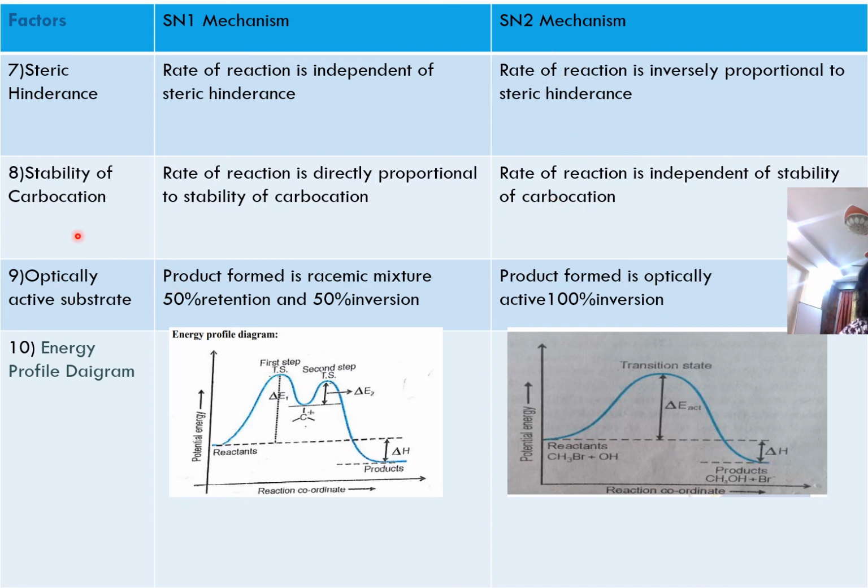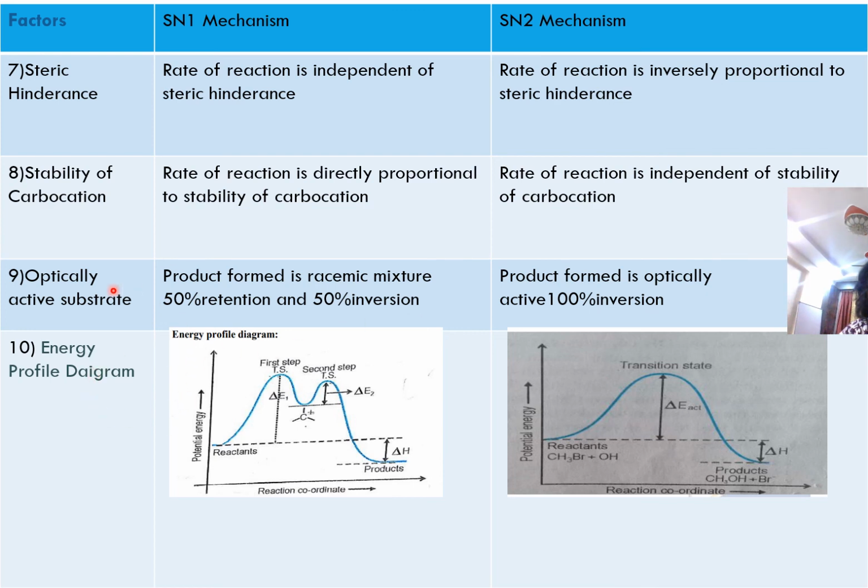Then if it is an optically active substrate, what will the product formed in the SN1 mechanism be? It will be a racemic mixture containing 50% retention product and 50% inversion product. While for the SN2 mechanism, the product formed is optically active but with 100% inversion. While here the product formed is a racemic mixture, therefore it is optically inactive, but having 50% retention and 50% inversion.